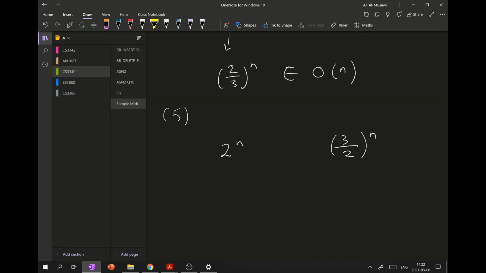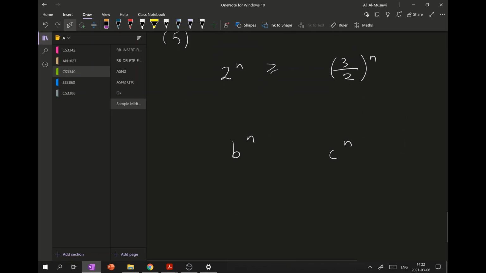When this holds, then we can obviously see that this is going to be greater than the one on the right, and we cannot say the other way around. Exponentiation is fast, but the base also determines how fast. So as the base increases, this becomes faster. If you have b^n and c^n, which one is faster? It would be determined by the base.